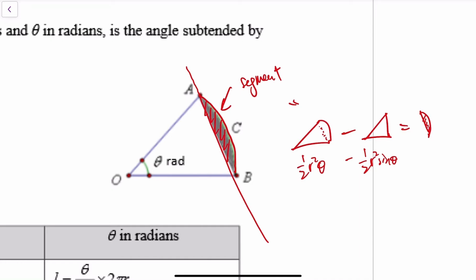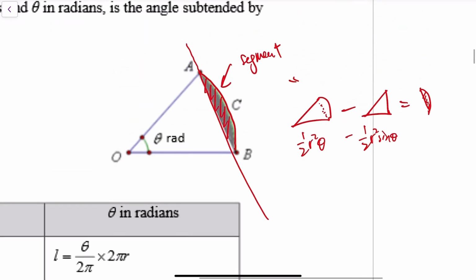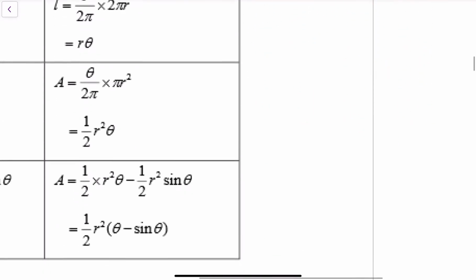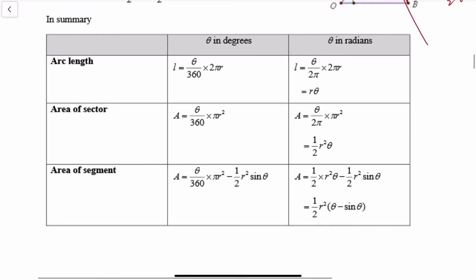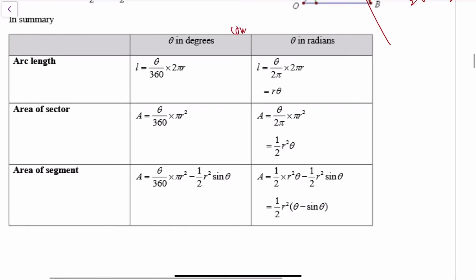Then in this formula, we'll get it. Then we can find the segment, and we are done. Okay, so you have a table here that shows you a comparison between your degree and the radian. To find arc length, if you use degree and radian, the formulas are represented differently. The one on the left hand side, please remember, is only applicable for degree. The one on the right hand side is only applicable for the radian mode.